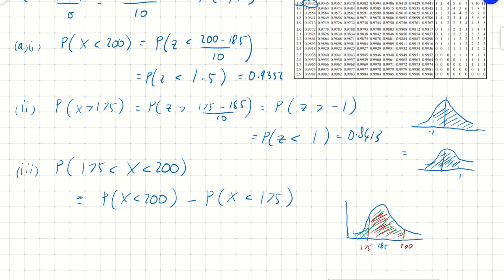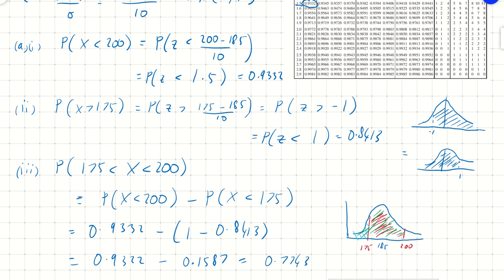And these numbers we actually worked out in part 1. This is just 0.9332, and the probability that x is less than 175 is 1 minus the probability that x is more than 175, which was 0.8413. So this is 0.9332 take away 0.1587, which is 0.7743. Okay.